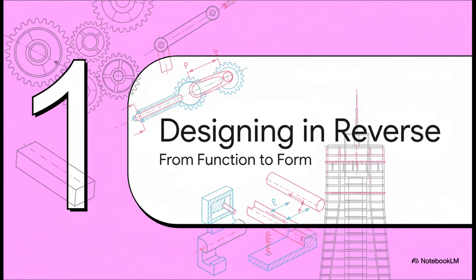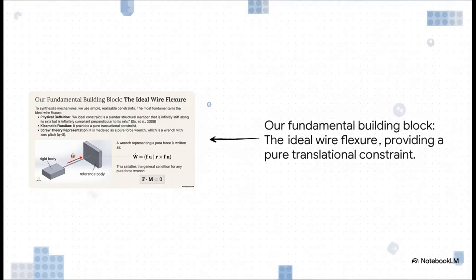To build any complex structure, I don't care if it's a skyscraper or a tiny precision mechanism, you need a fundamental building block. You need a simple, reliable component that you can use to build up your more complex designs. And here it is. This is our fundamental Lego brick, the ideal wire flexure.